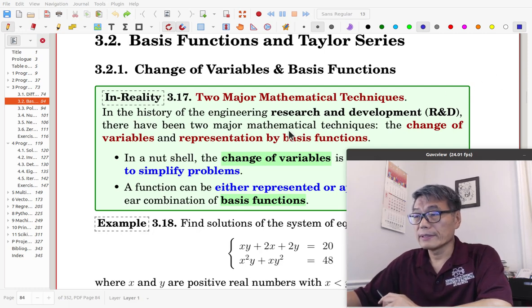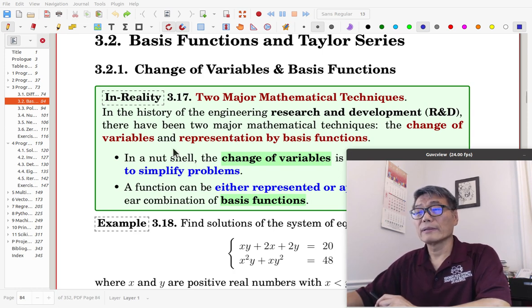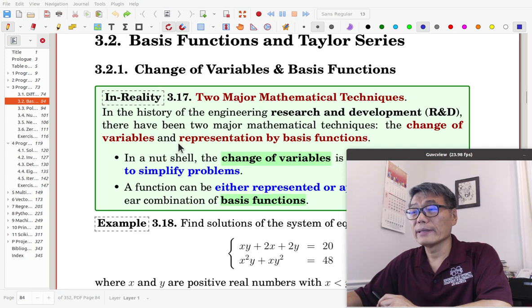It is section 30.2, basis functions and Taylor series. Let's begin with an observation. In the history of engineering research and development, there have been two major mathematical techniques: the change of variables and representation by basis functions.